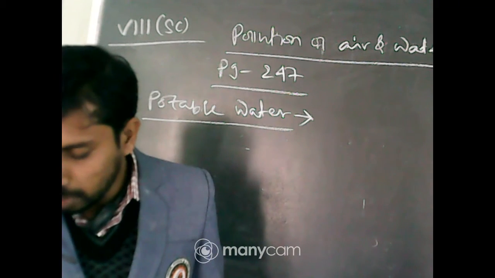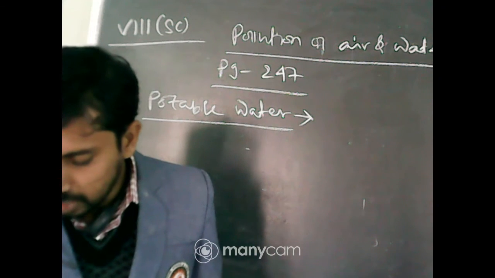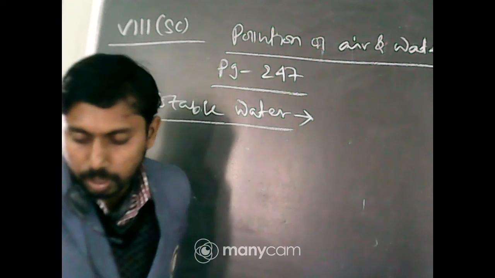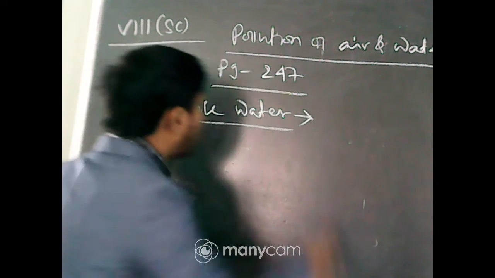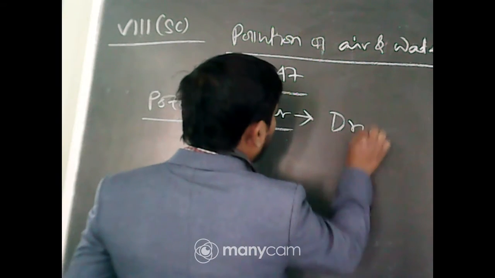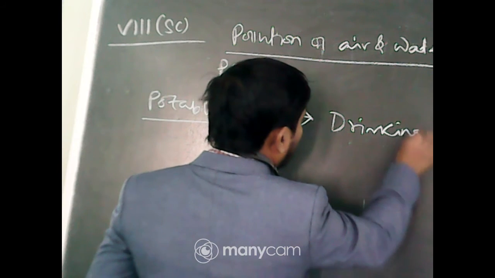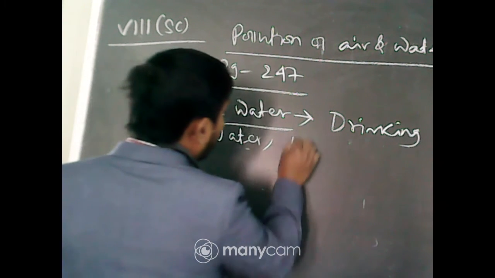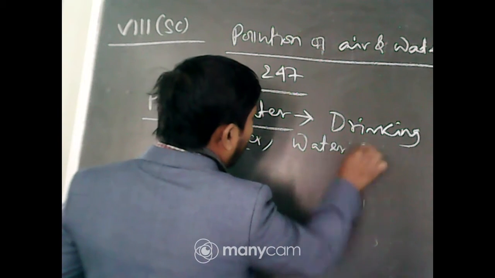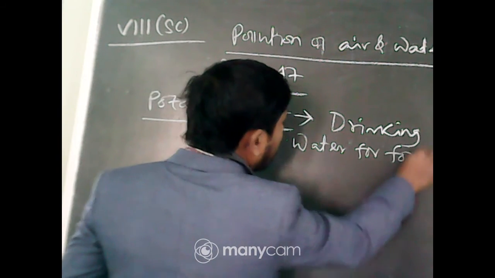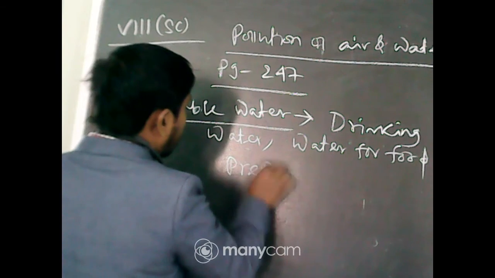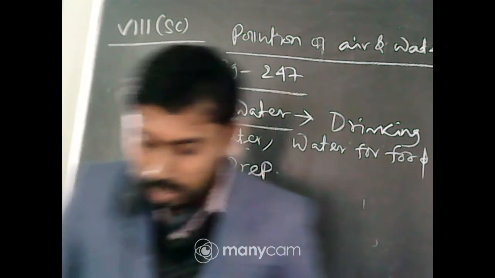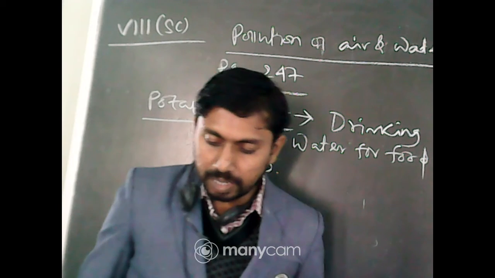So what is potable water? That is drinking water or the water which is fit for consumption for food preparation is called potable water. So the drinking water, and next one, water for food preparation, etc. is the example of potable water. Understood? Now come to activity 18.7.